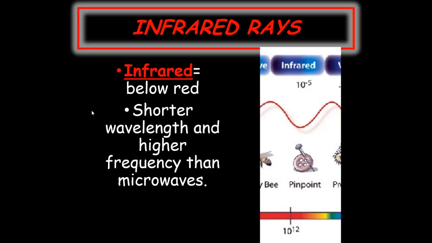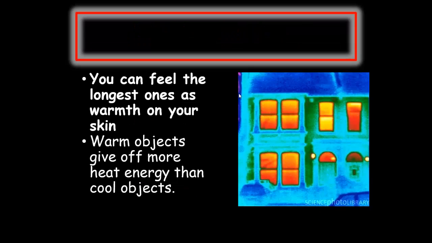Then the next one over is infrared rays. Infrared means below red. That's where we get the term infrared. It has a shorter wavelength and higher frequency than the microwaves. So there's your next one over from a microwave. Just some uses for the actual infrared rays.